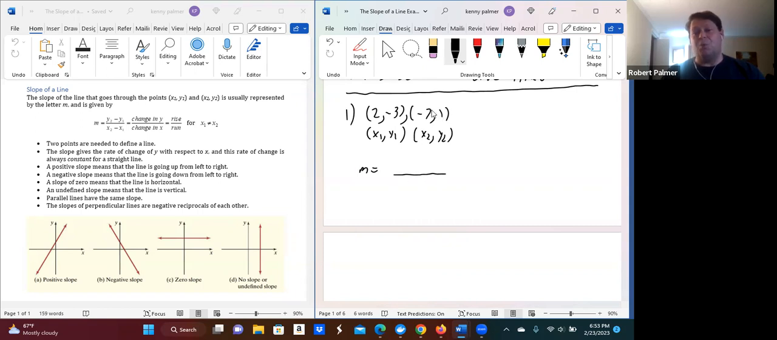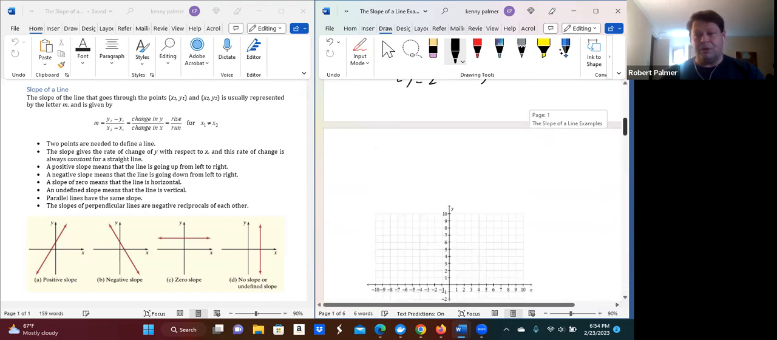So to change my y is 1 minus, so it's 1 minus, this minus is part of the formula, 1 minus -3, and then -7 minus 2. Of course, subtracting a negative gives us a positive. This is 1 plus 3. And this -7 minus 2 is -9. And so our slope is -4 ninths.